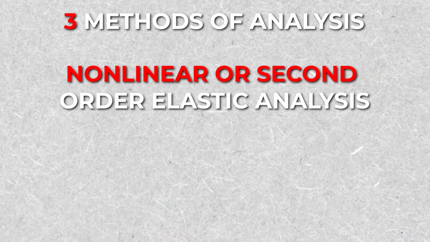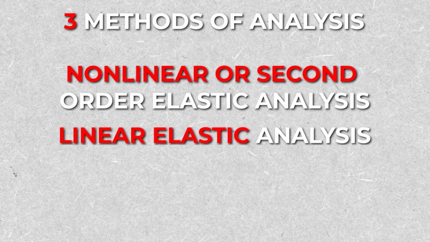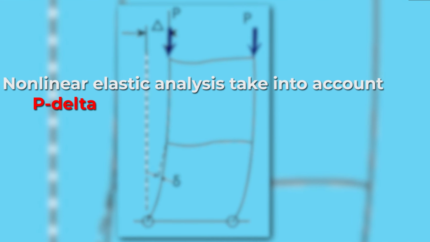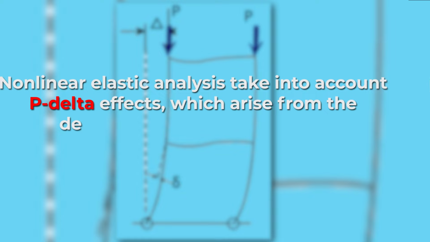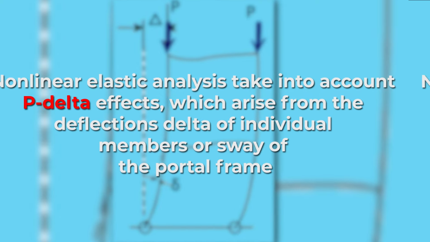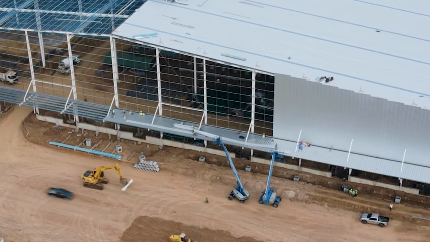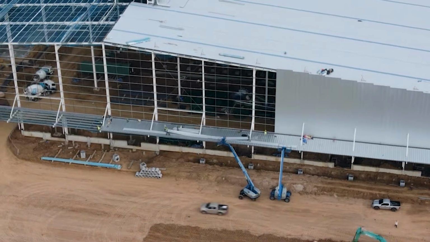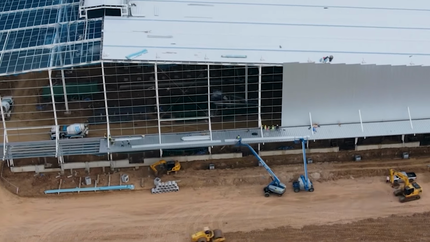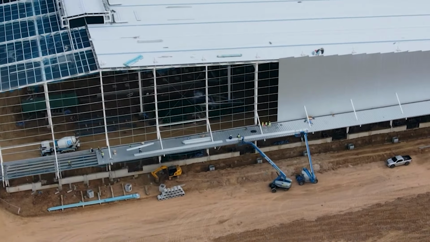We have three methods of analysis: non-linear or second order elastic analysis, linear elastic analysis, and plastic analysis. We will be using non-linear elastic analysis, which takes into account P-delta effects, which arise from the deflections delta of individual members or sway of the portal frame. First order or linear elastic analysis can also be used and assumes the frame remains elastic and that its deflection is so small that secondary effects resulting from the deflections are negligible, but in reality they are not.